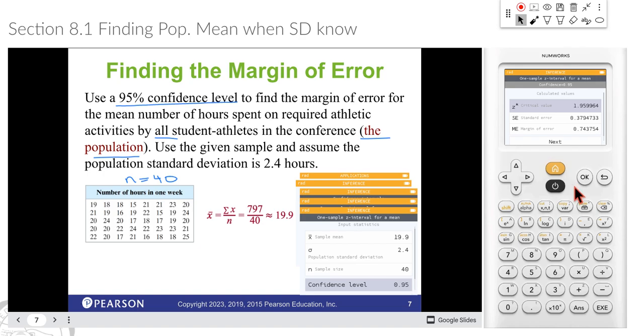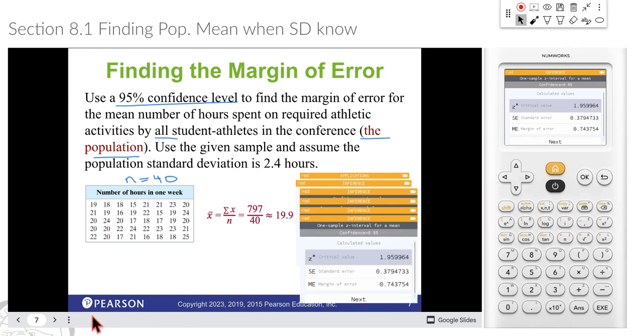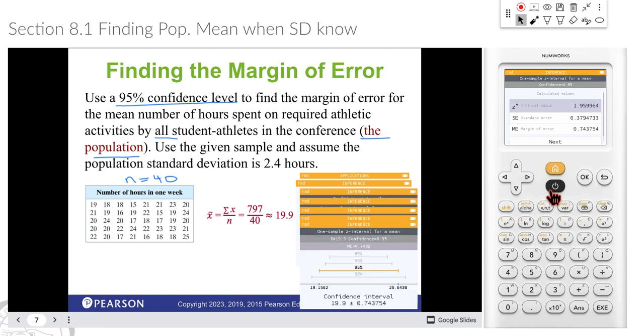We'll move down to next. What it has calculated for us is the margin of error, which is right here, 0.7434. And we've got the standard error, which I'll show you how the formulas could be used to calculate. If we go one more, we actually get the confidence interval given to us. Notice we just had to enter this information and it calculated it all for us.